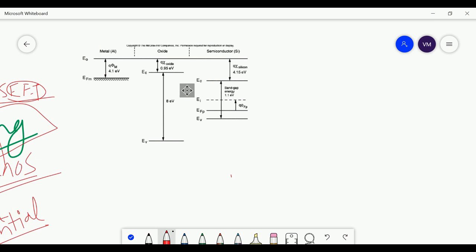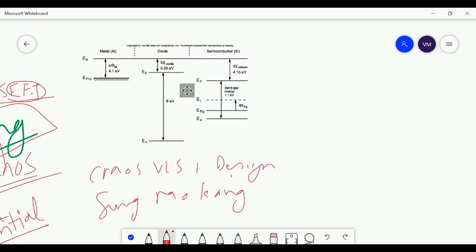Before calculating it, I would like to let you know that this calculation is also given in the book CMOS VLSI Design by Sung Mo Kang. Fine. And this particular analysis is example 3.1 of that book. Fine. In this example, let's see what has been done.